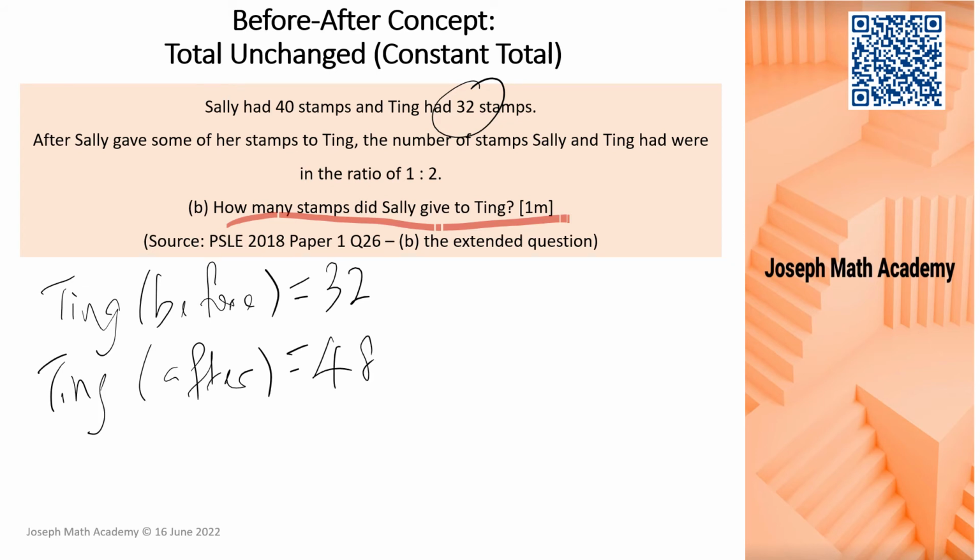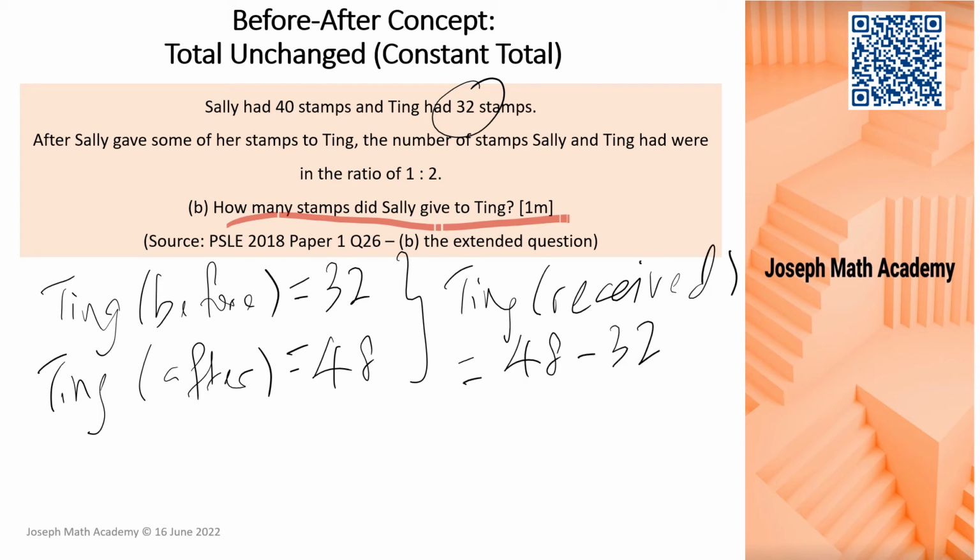All right, so one more time. Ting had 32 stamps at first. In the end, Ting had 48 stamps after receiving from Sally. So from these two pieces of information, I can find out what Ting received from Sally. So Ting received 16 from Sally. 48 minus 32 equals 16. All right, so the question is solved.